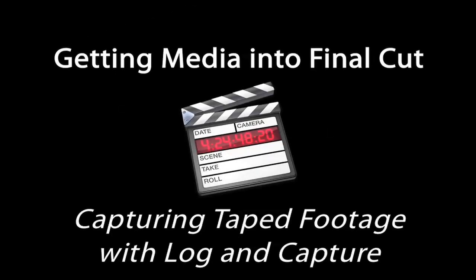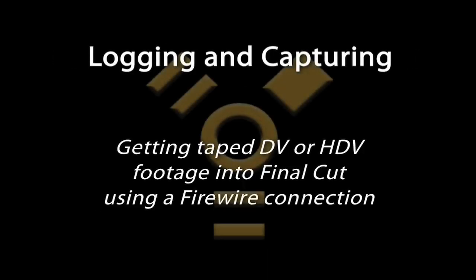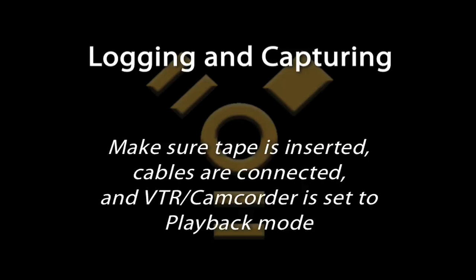First, let's capture some footage from a mini DV camcorder using the Log and Capture window. In order to use the Log and Capture window, we'll need to have a camcorder or video deck with a tape of recorded material in it. It needs to be connected to the Mac, powered on, and set to playback mode.